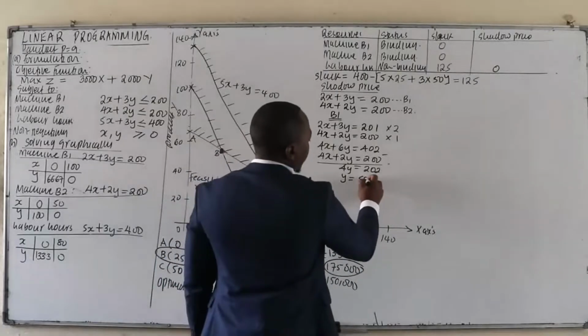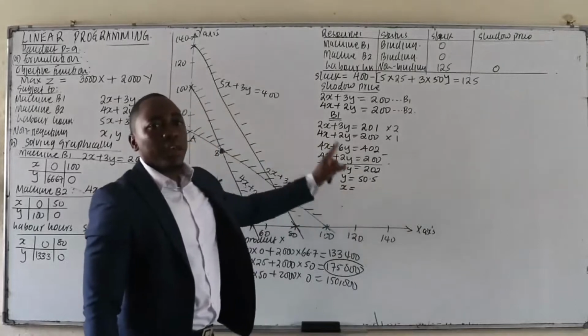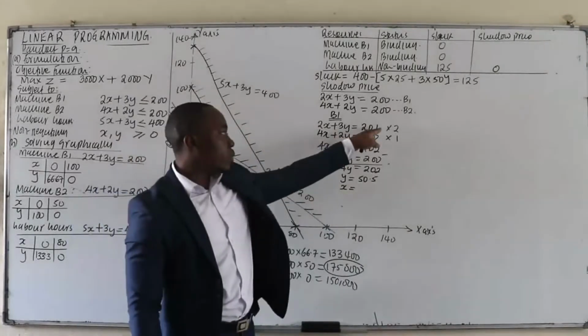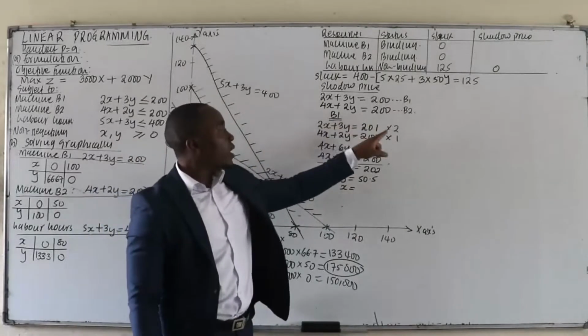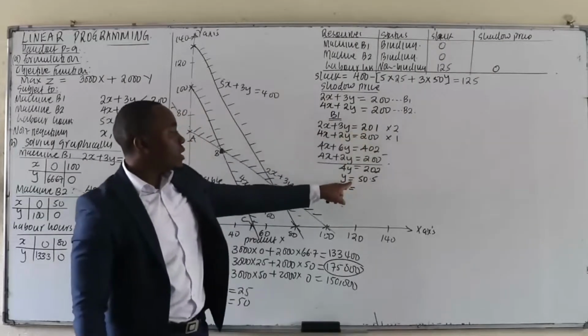To get 50.5. Now let's get x. Now, when substituting for x, you only substitute the one you added 1. Remember, you're evaluating B1. Don't substitute to this. You substitute the first one, the one you increase by 1. So in this case, y is 50.5.